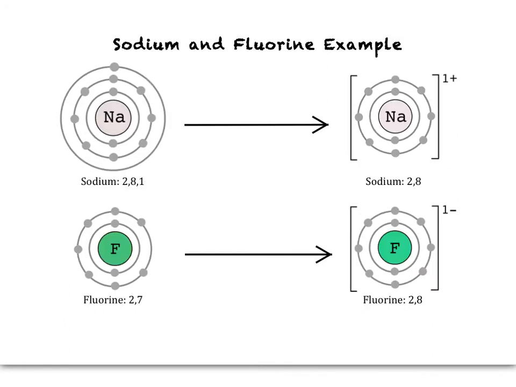Let's look at an actual example of sodium and fluorine. Sodium loses one electron to become the sodium 1+ ion. Fluorine gains this one electron to become the fluorine 1- ion. The positive sodium ion attracts the negative fluorine ion to form a bond. This bond is called an ionic bond, as it is made up of ions.